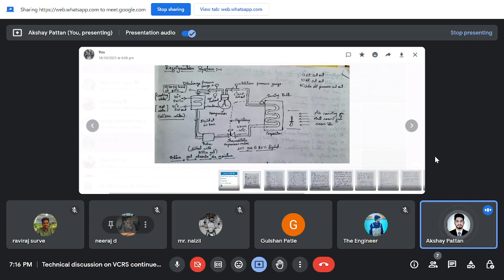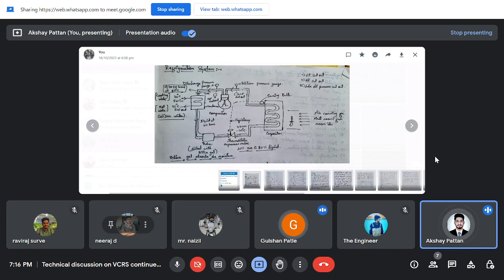And again, it regulates the flow of lube oil at the set pressure, and it turns on the compressor. So that is where the lube oil pressure cutout is used, and that is the function of the lube oil pressure cutout. So is there any doubt in the lube oil pressure cutout?